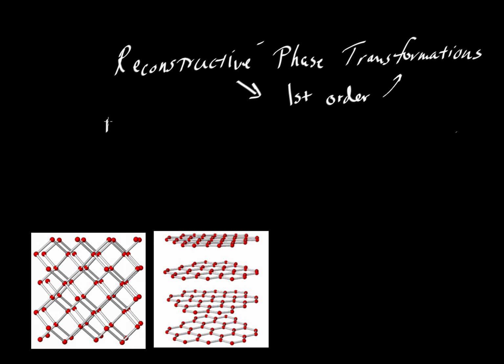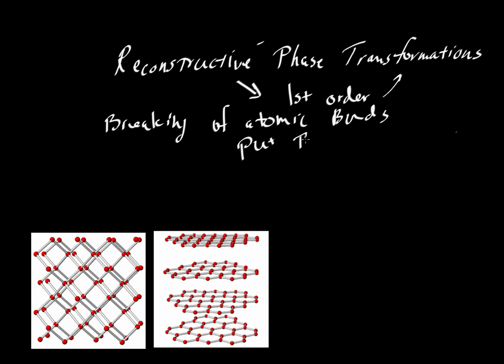So this involves the breaking of atomic bonds as we rip apart one structure, and then we put things back together in some new pattern. We'll put things back together to make a pattern that has the same chemistry, of course, just as we discussed with polymorphs. We'll just take the example here. We can have the element carbon.